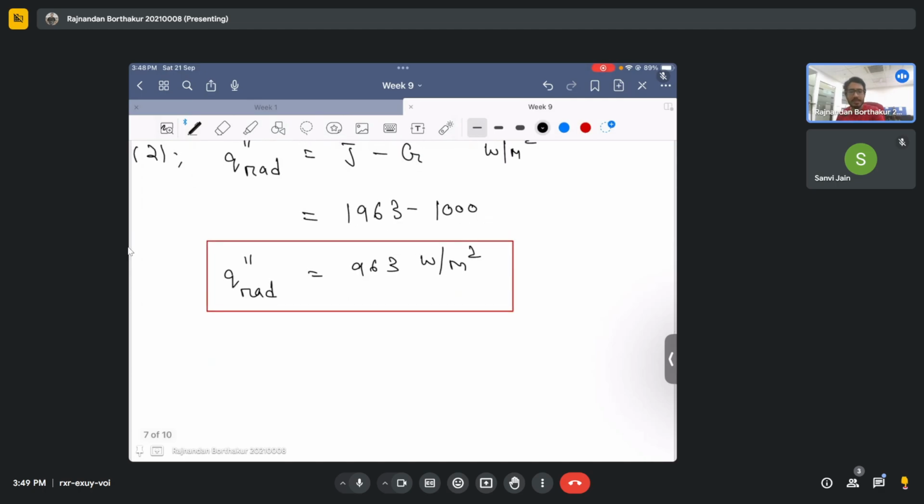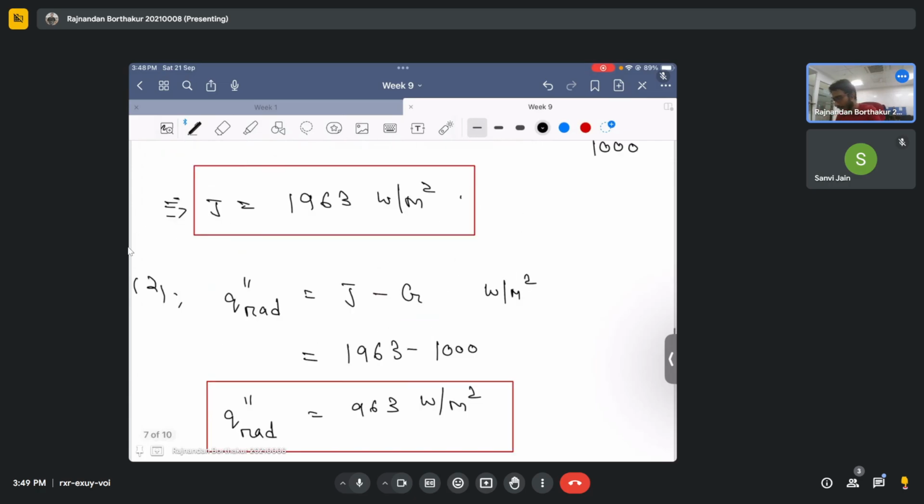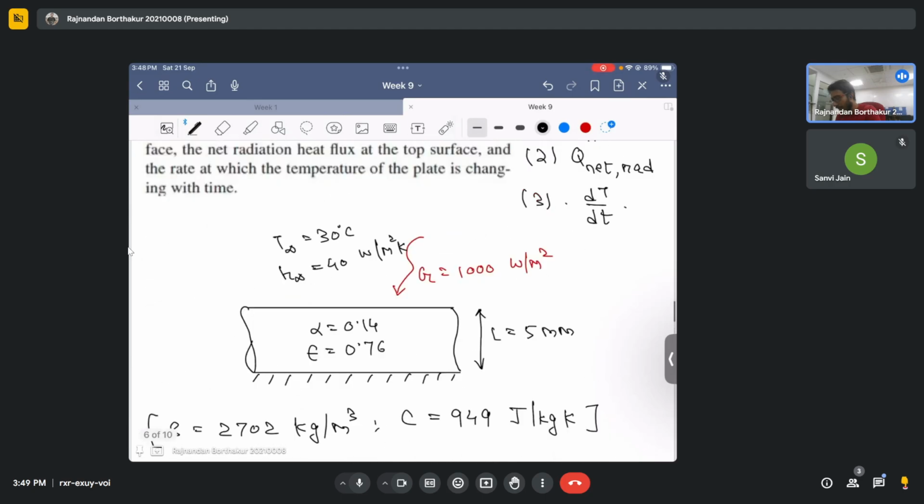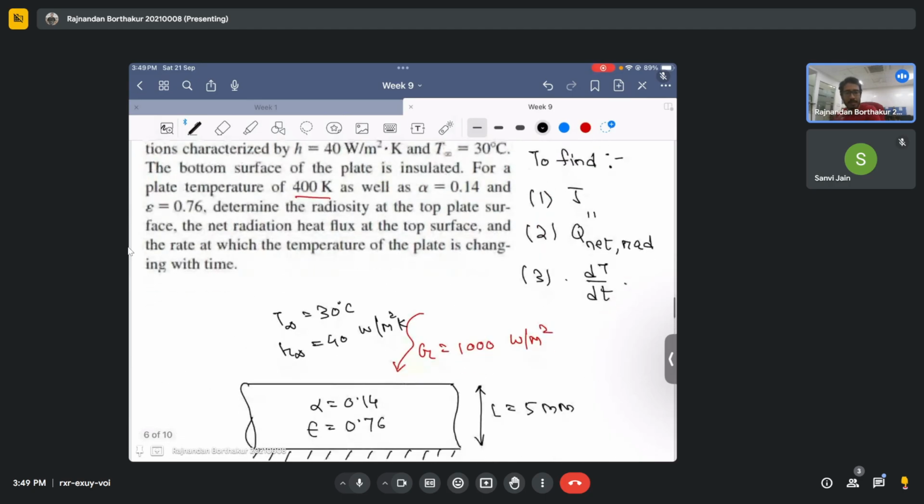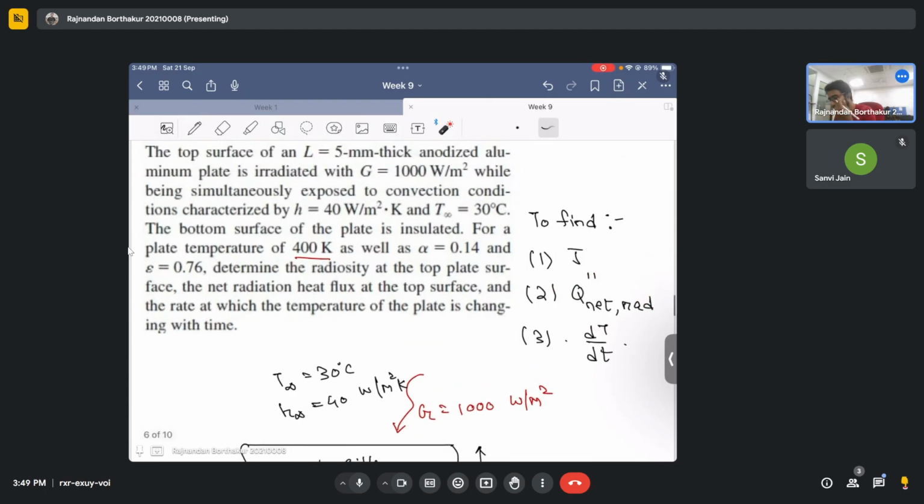Okay. So if this is the net radiation flux that leaves the surface, the third question now asks what if the heat loss from the body is by radiation and also by convection, then what is the rate at which the temperature of the body is changing with time. So once you calculate the net radiative flux, the body also loses heat to the ambient by convection. And now we have two mechanisms by which heat transfer is taking place from the body.